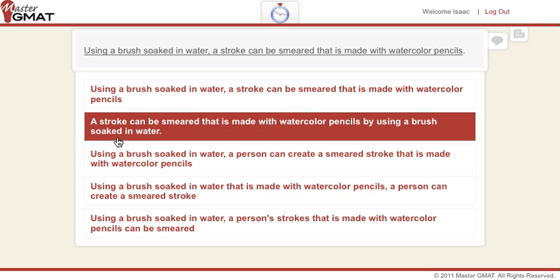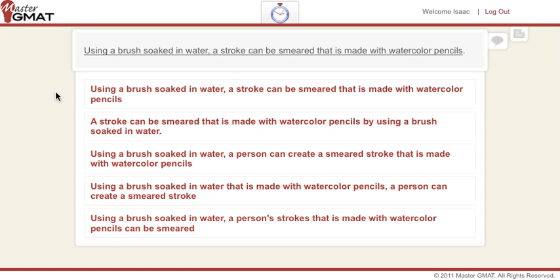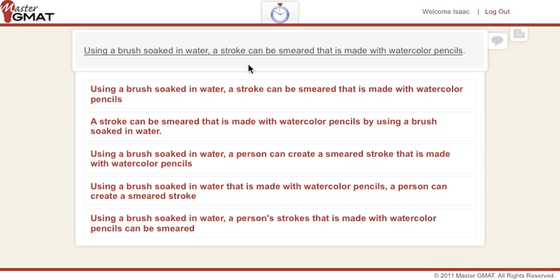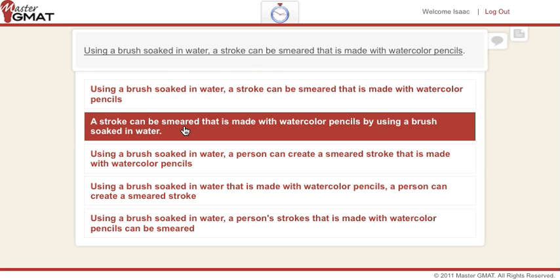Let's take a look at B over here. A stroke can be smeared that is made with watercolor pencils by using brush soaked in water. Okay, well, take a look. Can be smeared that. Well, we have the same error as previously, right, with the relative pronoun, so we could get rid of that right away.